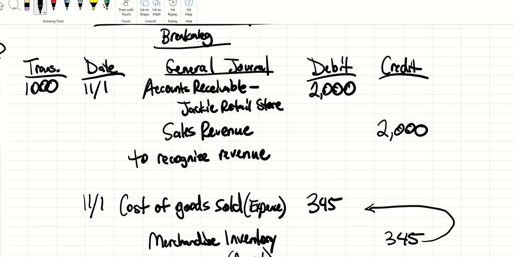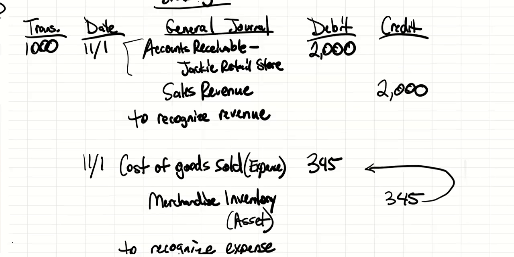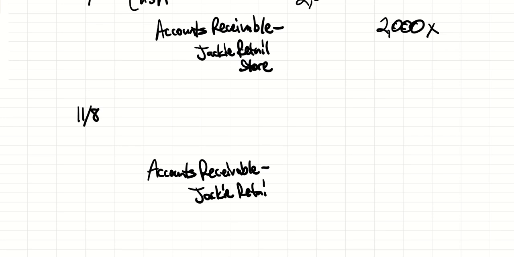As you can see here on November 1st, accounts receivable was debited for $2,000. Sales revenue was credited for $2,000. So we're only focused on the receivable side of things because the cash payment was received within the discount period. So this receivable balance of $2,000 is going to be eliminated. And to eliminate it, we need to credit this account. So I'm going to credit accounts receivable dash Jackie Retail Store by $2,000. Okay, that's going to eliminate that balance. That's the first thing you need to do.